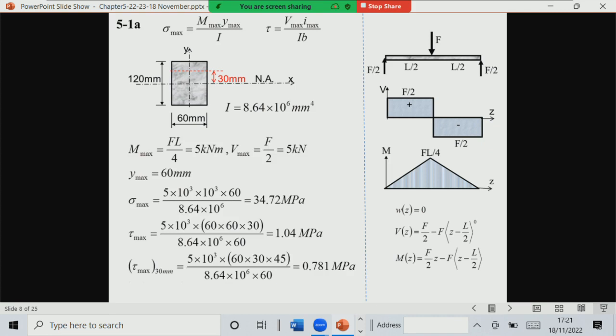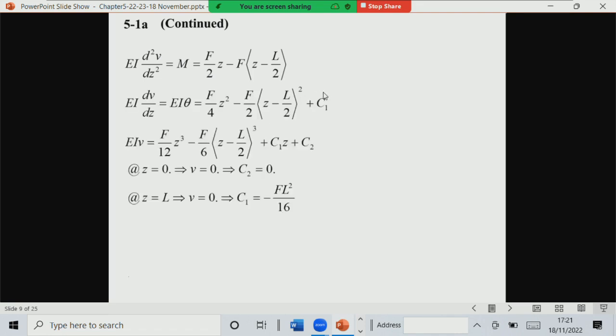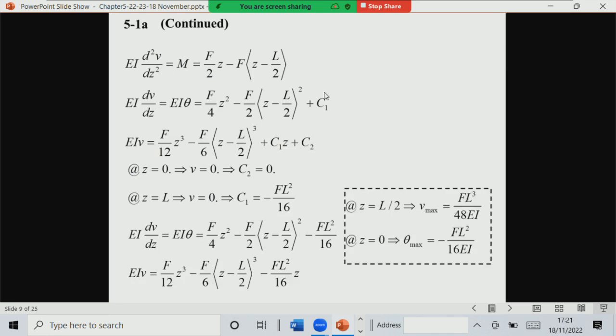And for the deflection, again, we just double integrated to find the deflection. The first integration gives us the slope. I repeat, if you're using a step function, do not touch the terms inside the angle brackets. It loses its characteristics. So the first integration gives us the slope, and the next one gives us the deflection. Any questions?